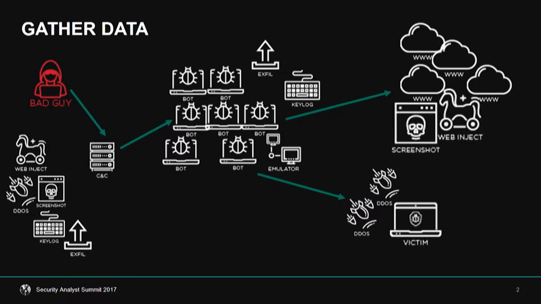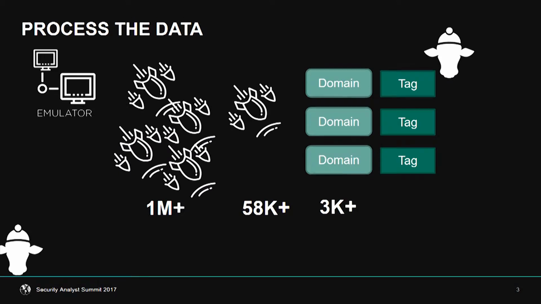So on the left is some person who has a CNC server connected to lots and lots of infected bots. You see that he has a myriad of tools on the left-hand side there that he can command the botnet to do. In the bots, he can exfil creds and data and run keyloggers. He can launch DDoS attacks against various victims, and he can also invoke web-injects, take screenshots as people browse the internet. Core piece here is the emulator that sits in the middle.